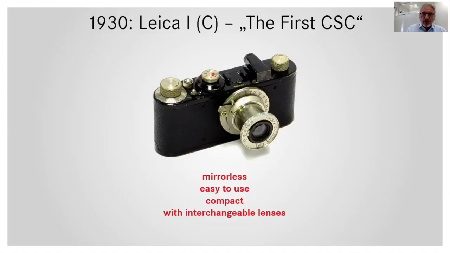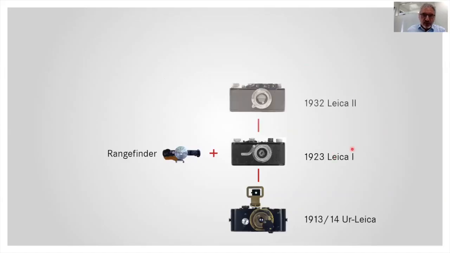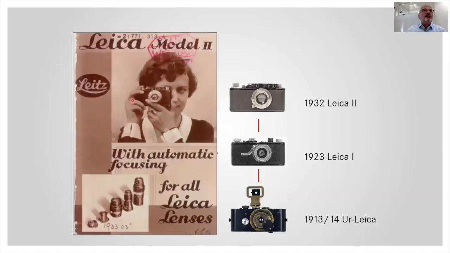And this was the first CSC. Today, every mirrorless camera is called a CSC, compact system camera. And this was one of the first CSCs in 35 millimeter format. In 1932, the Leica 2 was introduced with integrated rangefinder and screw mount, and this was a system. And here is a second advertisement, in English. Automatic focusing has a totally different meaning than what we know today, and it is for all Leica lenses. It's very funny.